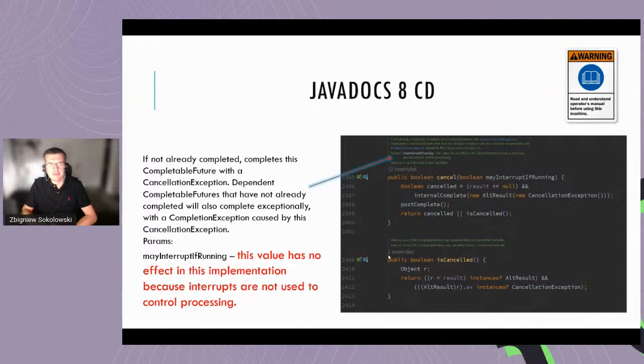Another thing which made me think, but again, I disregarded it, was this sentence with the params. And again, to make it more readable, I magnified it on the left hand side. So the first sentence is a copy from the Javadoc, but the next thing is a comment, which is crucial. I was reading it a few times, but I disregarded this as well. This value has no effect in this implementation because interrupts are not used to control processing.